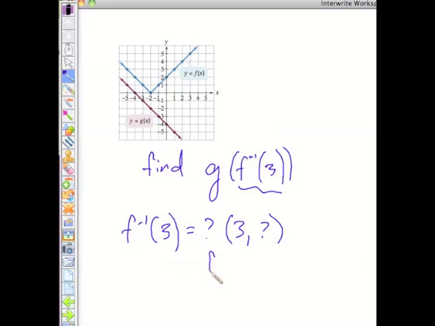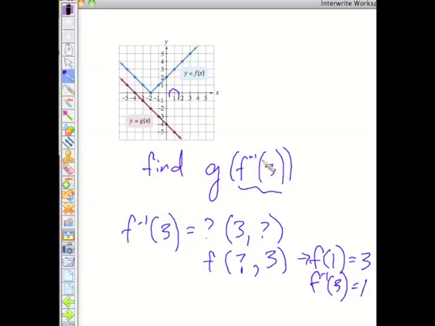So if I want to look at the regular function, then what would have to go in for 3 to come out? So I'm looking at the x value of f when 3 comes out. So here's my f. So if 3 comes out, if 3 is my y value, then 1 is my input. So 1 would be my input. So in other words, this says if 1 goes in, 3 goes out. So that's the same as saying in the inverse, if 3 goes in, then 1 goes out.